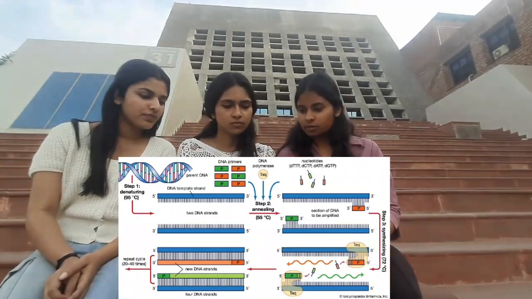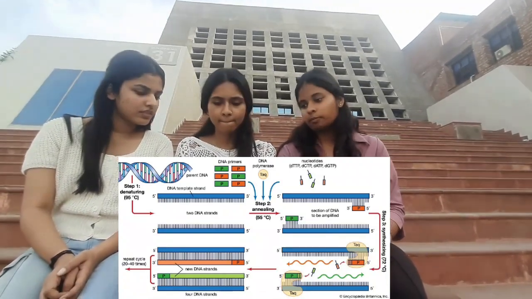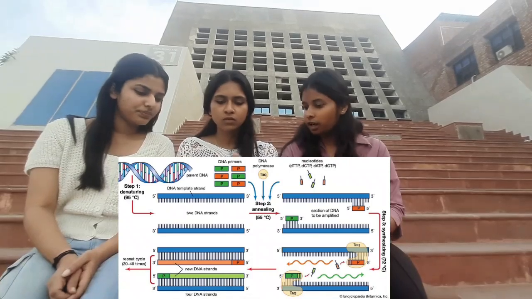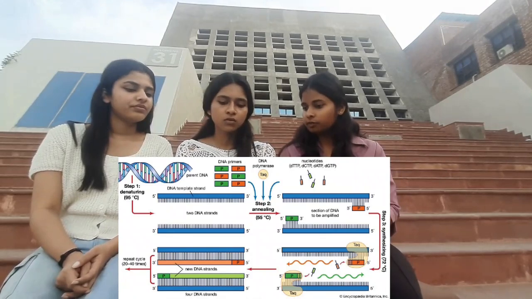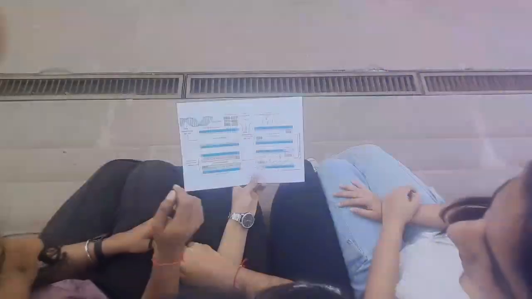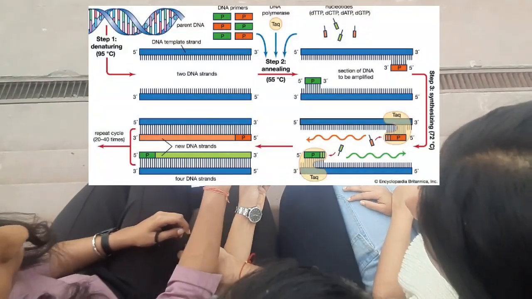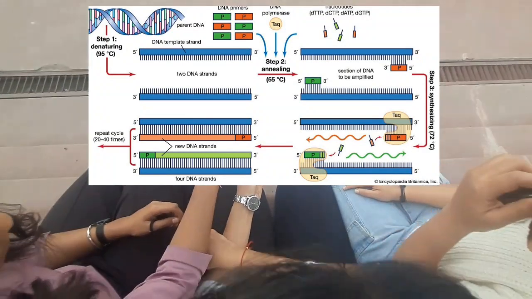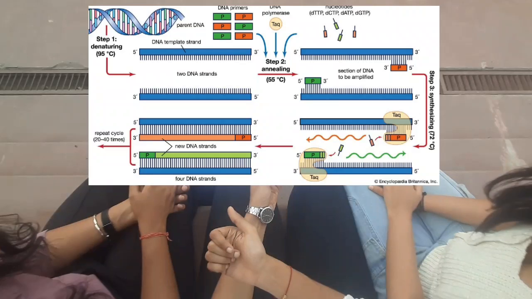Nice. Now let me explain annealing. Annealing occurs when the primers bind at the 3' end of the single stranded DNA. There are two types of primer, reverse and forward, which help in amplification from both ends. The primers give a place for Taq polymerase, the main enzyme that helps in polymerization, to bind.